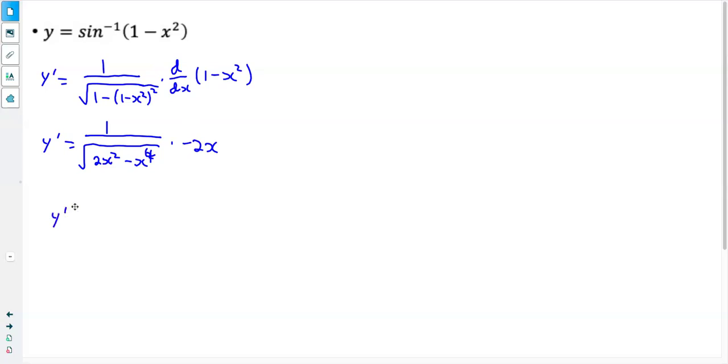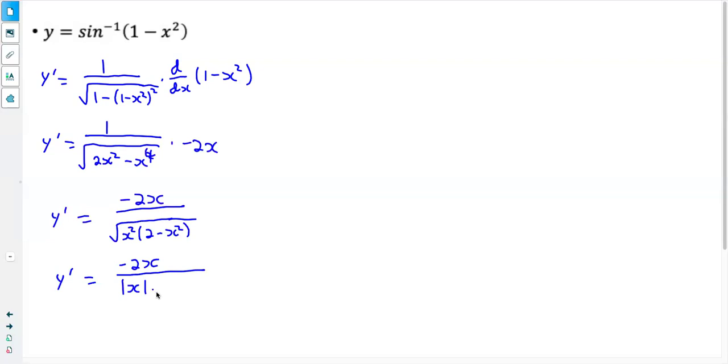Okay, so we'll go through and simplify things a bit. So we've got negative 2x over, we can factor an x squared out of both of those. So we've got square root of x squared times 2 minus x squared. Now, because we factored this out, we can bring it out to the front. So that gives us y prime is equal to negative 2x over the absolute value of x times the root of 2 minus x squared.